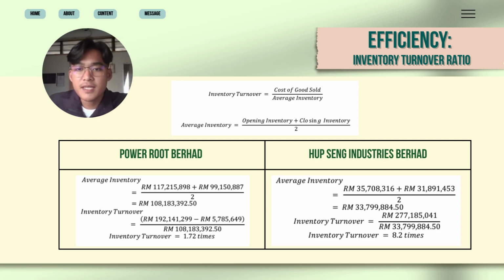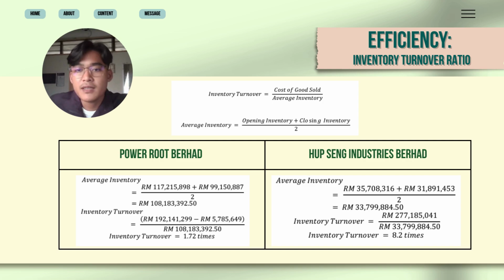Next, I will present 3.0, which is efficiency ratio analysis. Efficiency ratios measure how effectively a company manages its resources to generate sales and operate its business. In this section, we compare Power Root Berhad and HSIB using three efficiency ratios. First is the inventory turnover ratio.